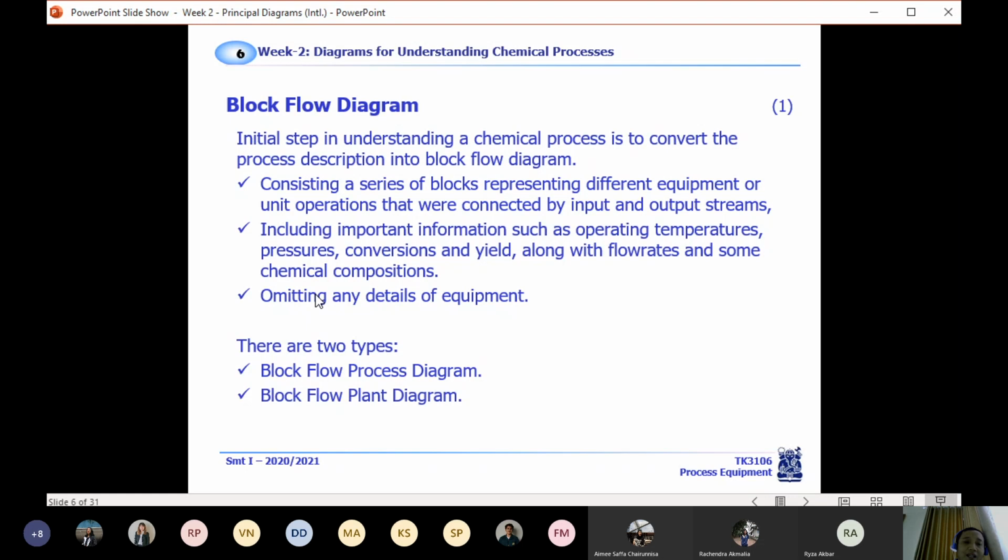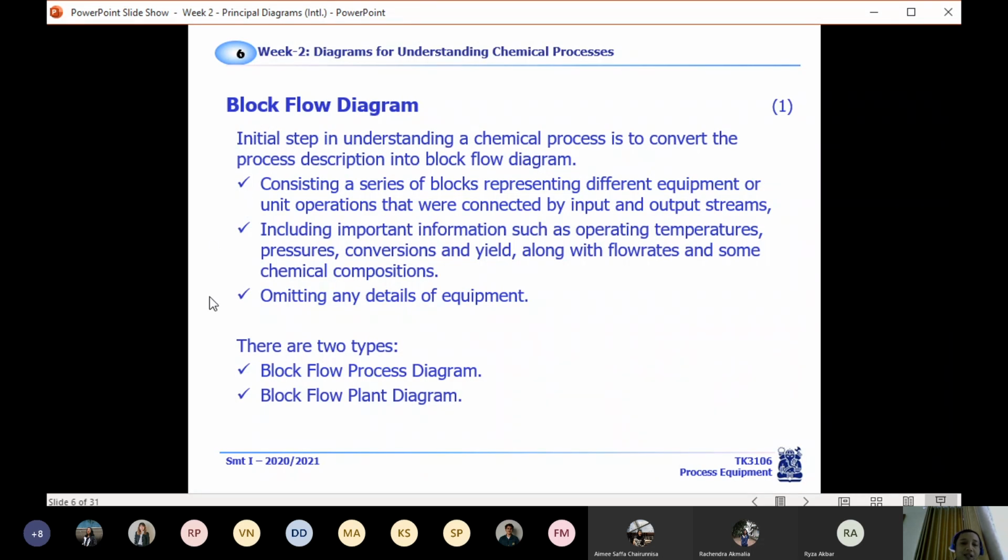And then in the block flow diagram, we omit any detail related to the equipment. As I mentioned before, we don't know what type of separation we will use. We don't know in BFD what type of reactor, whether you will use adiabatic or, for example, a catalytic system or non-catalytic system. We don't know that information in BFD. So this is very basic. That's why I call it the macro flow diagram or helicopter view flow diagram.